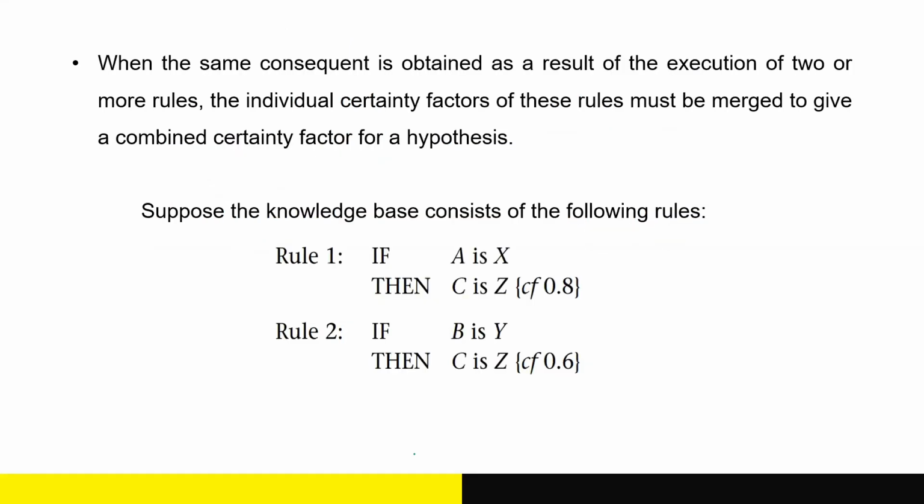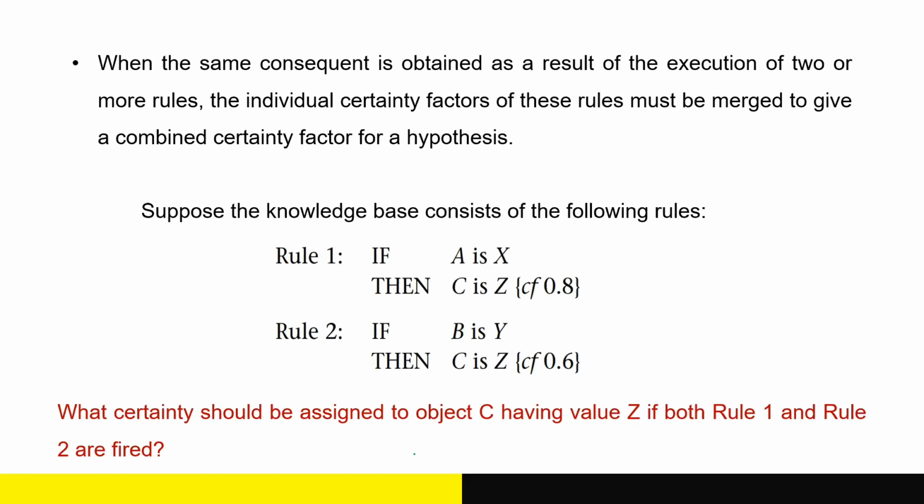When the same consequent is obtained as a result of the execution of two or more rules, the individual certainty factors of these rules must be merged to give a combined certainty factor for a hypothesis. So suppose the knowledge base consists of the following rules. So imimix na po yung and or. So what certainty should be assigned to object C having value Z if both Rule 1 and Rule 2 are fired.